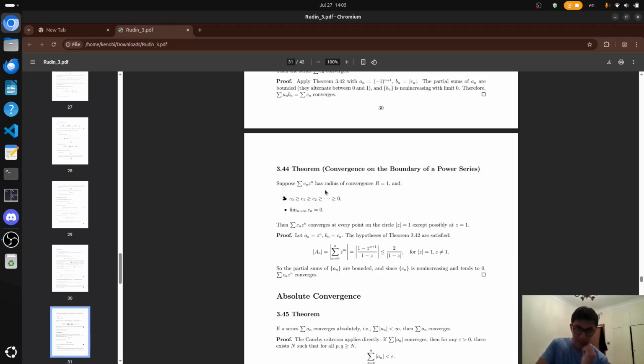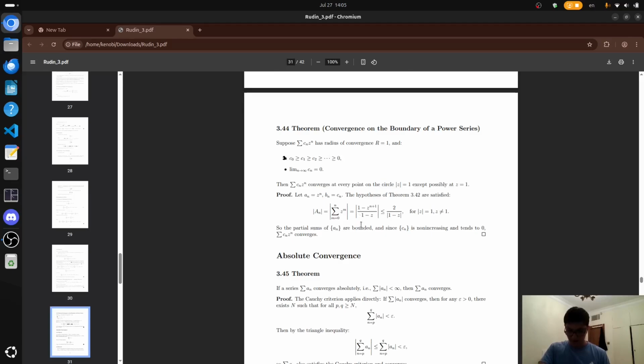Suppose the sum of c_n z^n has radius of convergence R equals 1, and c_0 is greater than or equal to c_1, and so on, and the limit as n goes to infinity of c_n equals 0. This is what I wanted to prove earlier. Then the sum of c_n z^n converges at every point on the circle where the absolute value of z equals 1, except possibly at z equals 1.